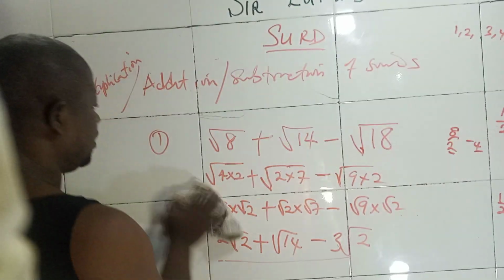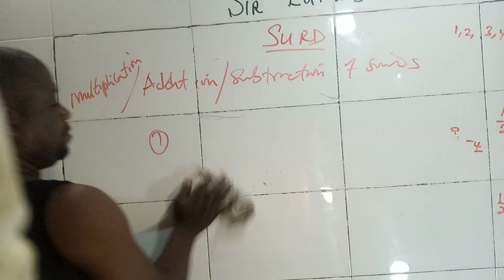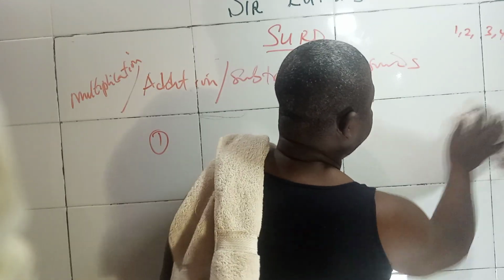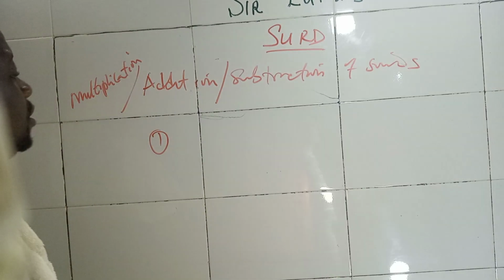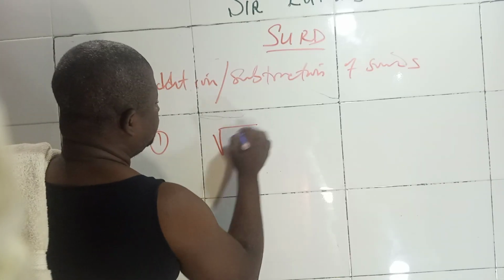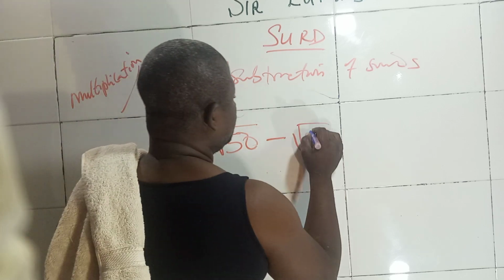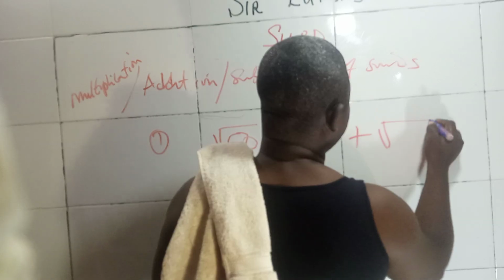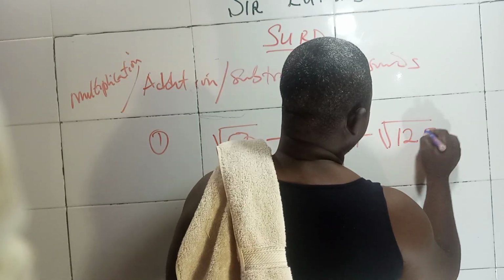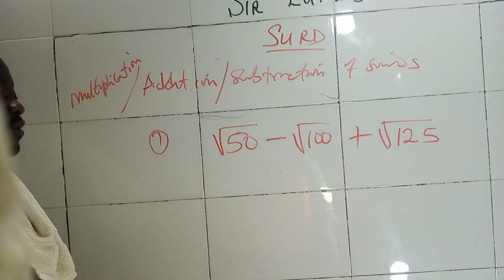So let me give you another one to try again, because that one I've worked with the topic multiplication, addition, and subtraction. I can say root 50 minus root 100 plus root 125. Simplify this. How do I go about this?